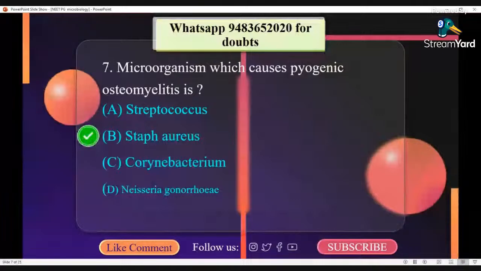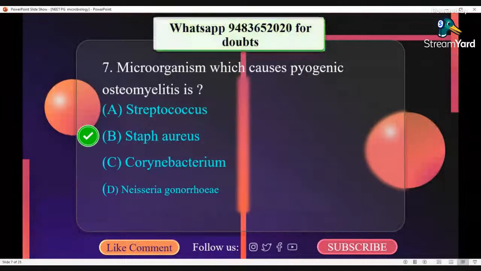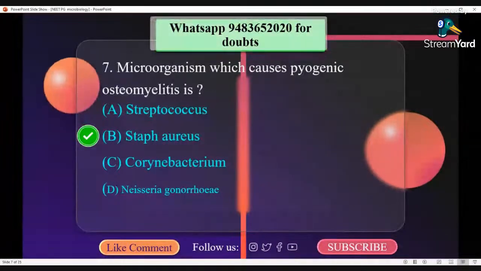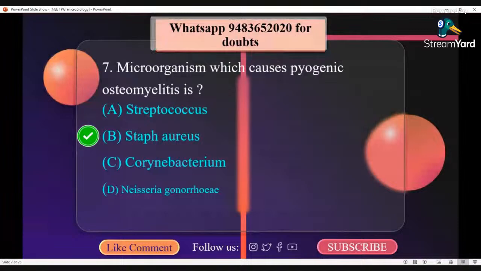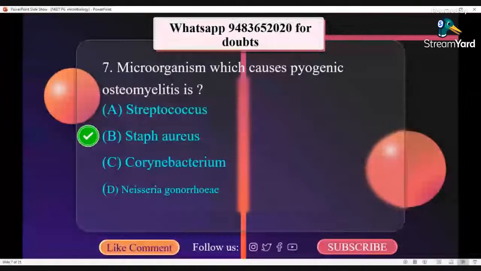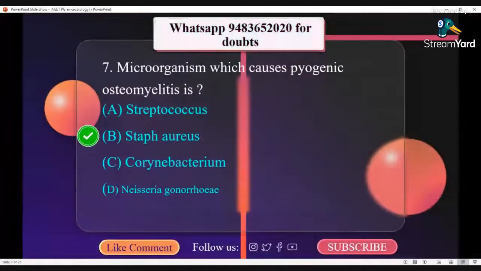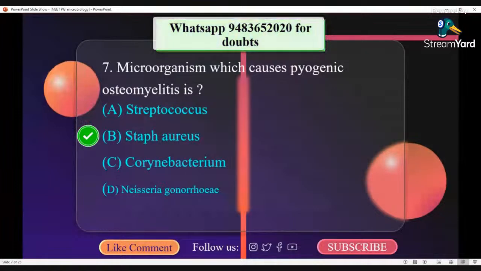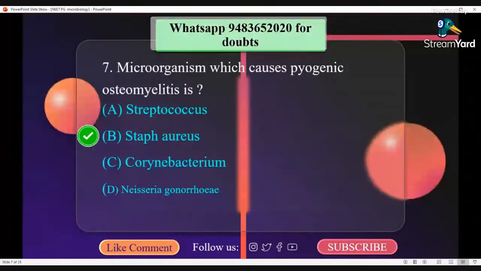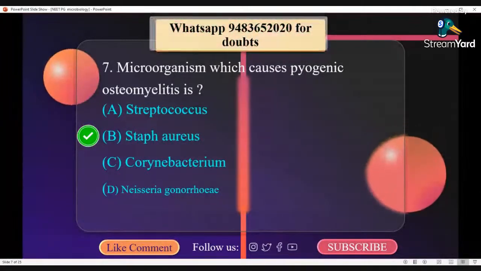Now the organisms causing pyogenic osteomyelitis. Staphylococcus aureus causes 80 to 90% of cases of acute pyogenic osteomyelitis. Staph aureus has a receptor for collagen which contributes to its pathogenicity. Other organisms causing osteomyelitis include Escherichia coli and Pseudomonas in intravenous drug users and patients with urinary tract infection, Haemophilus influenzae and group B streptococcus in neonates, and Salmonella in patients with sickle cell disease. So the correct option here is B, Staph aureus.